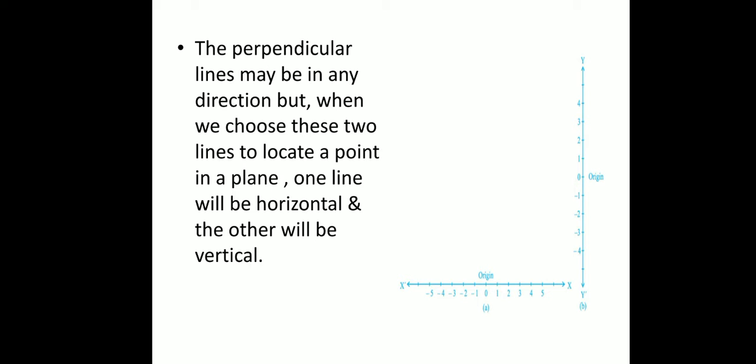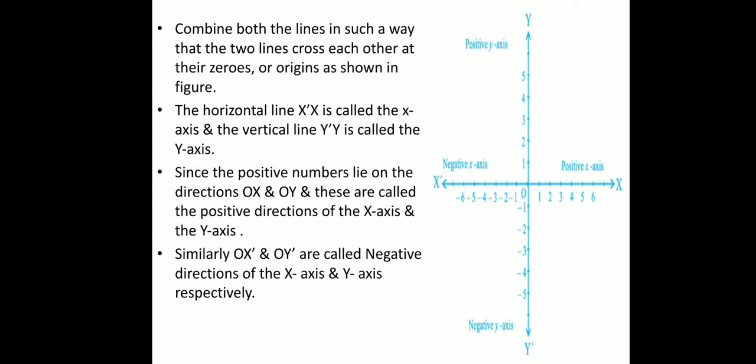Place x dash x horizontal and write the numbers on it just as written on the number line, as shown in the figure. We do the same thing with y dash y, except that y dash y is vertical, not horizontal, as shown in the figure. Now combine both these lines in such a way that the two lines cross each other at their zeros or origins, as shown in figure.